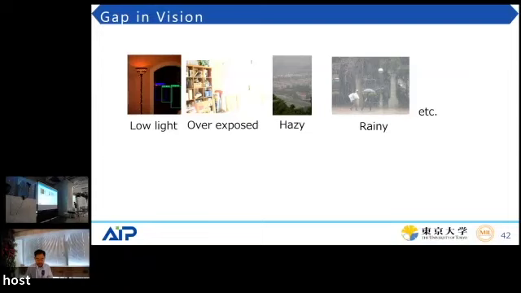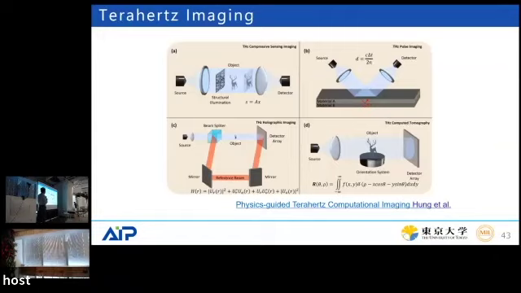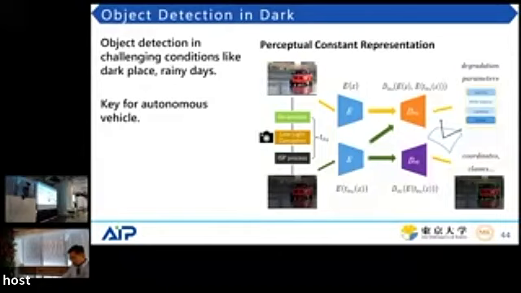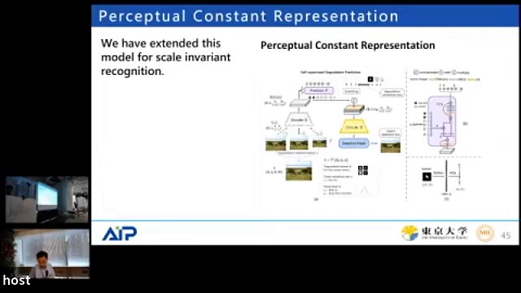these non-ideal situations. One of our solutions is that we developed a new type of camera, which is based on terahertz imaging, but this is just ongoing. The most straightforward solution is to propose a perceptually constant representation. So how shall we do that? Basically, we do it in this way.